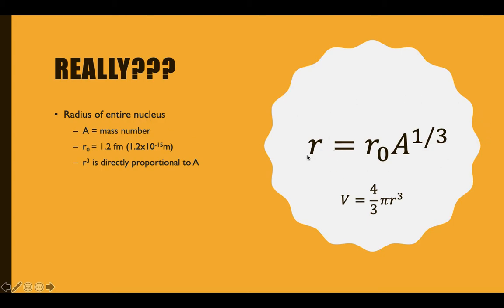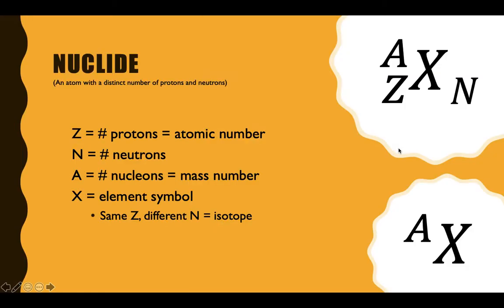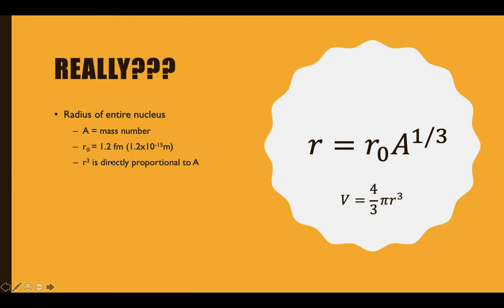This is the formula for finding the radius of a nucleus of an atom. R naught is a constant. A is the mass number. Remember, the mass number is the number of nucleons, protons and neutrons combined, raised to the 1/3 power. So we can see that R cubed and A are proportional if you cube both sides.